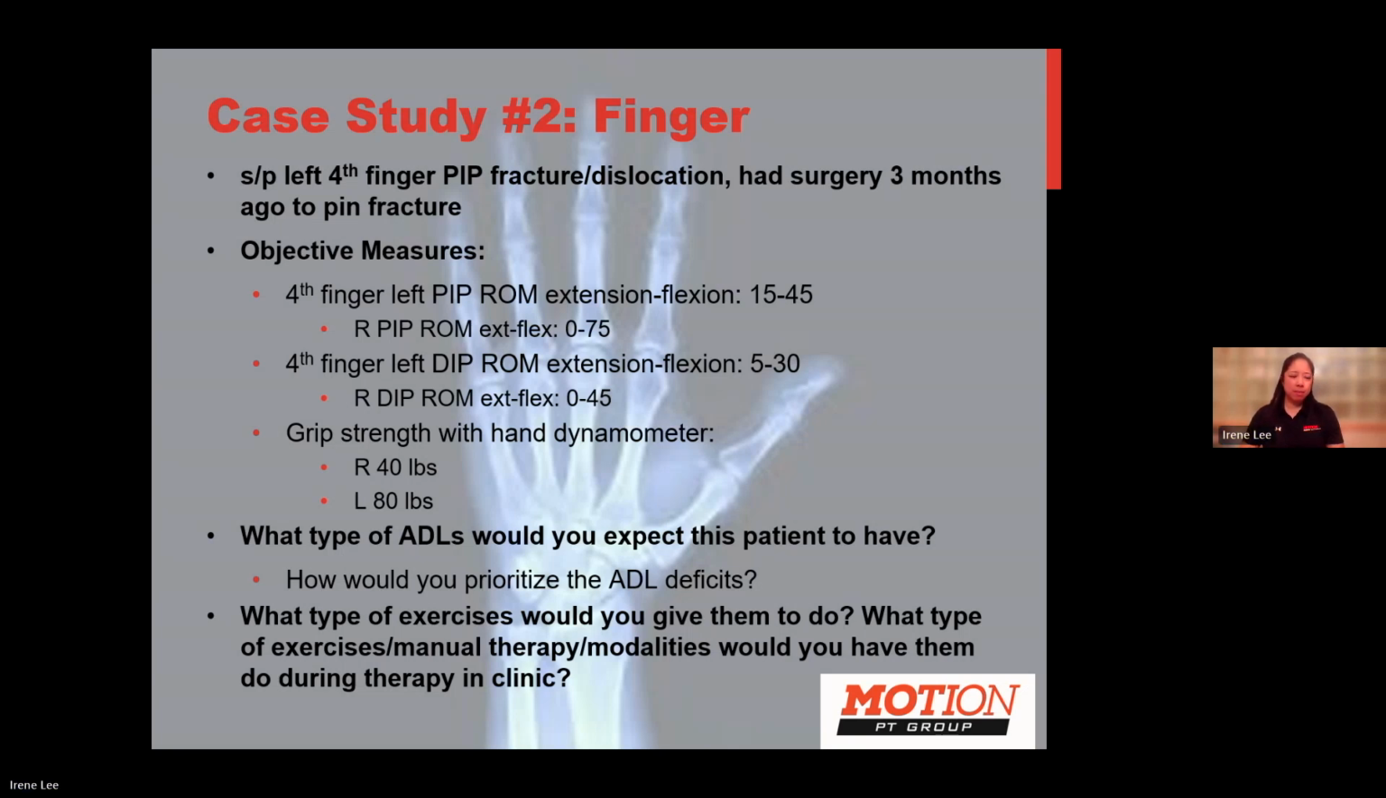We've got treatment just in manual therapy, working to get into further flexion and extension as tolerated.